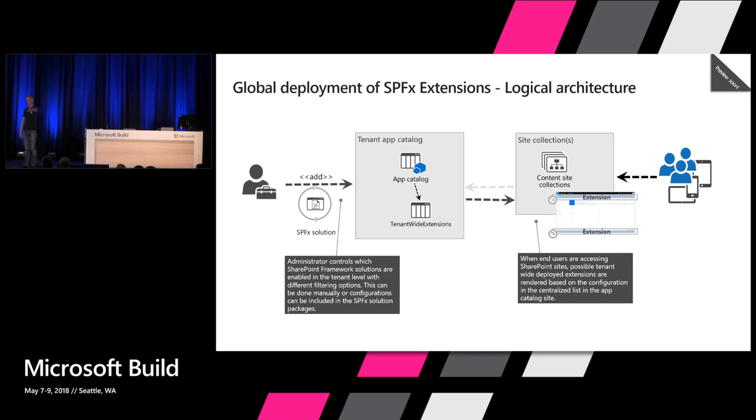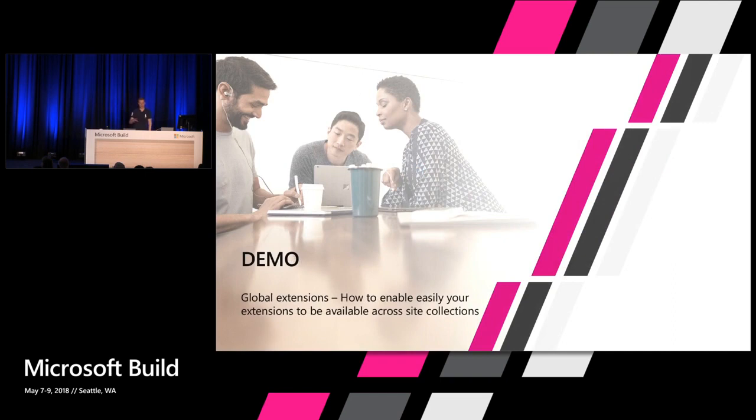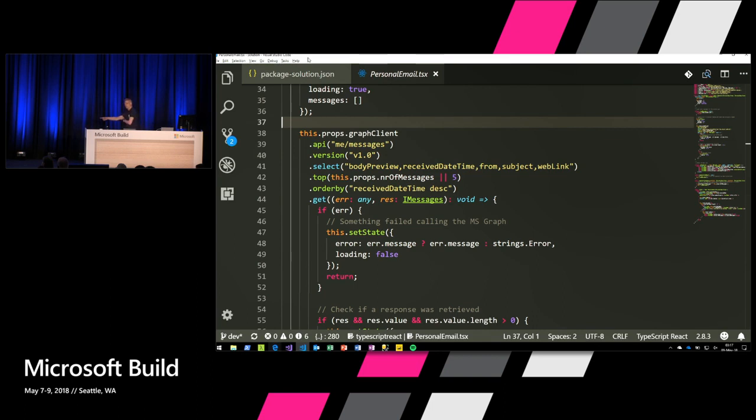Let me show this one in practice, and then we can go to the question quickly. So we dynamically load all of the extensions which are available from the centralized location to be available on the sites. But let's have a look on this one in practice so I can actually show what it means and how to make that happen. So let's flip to the demo machine.